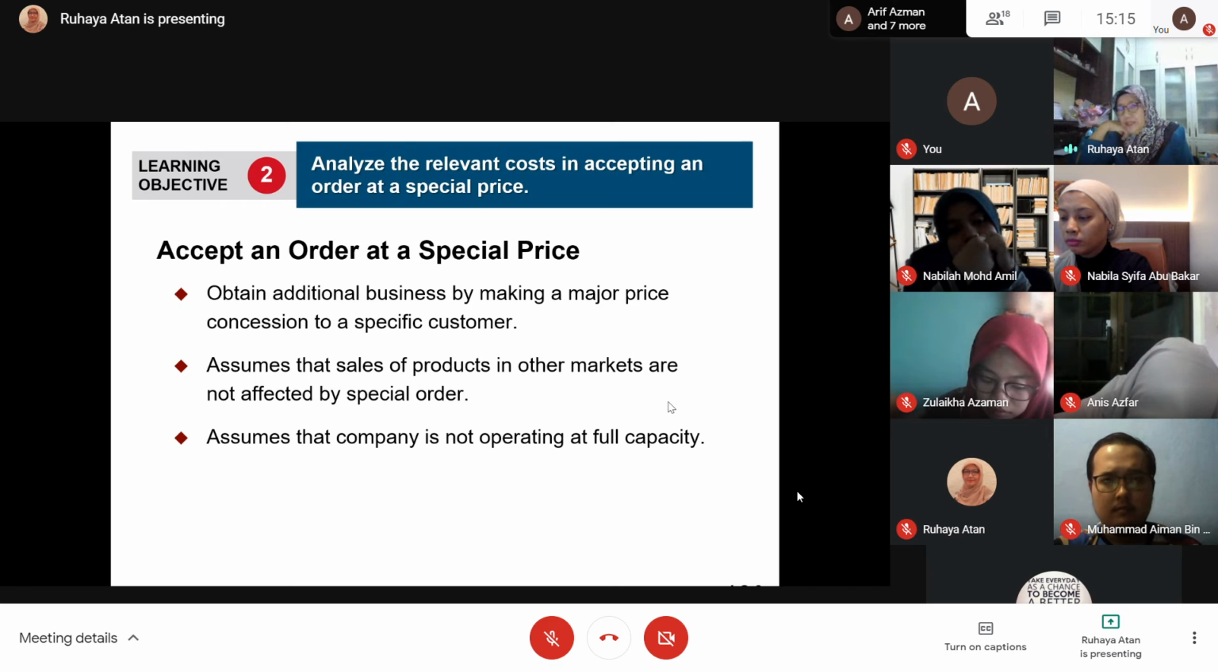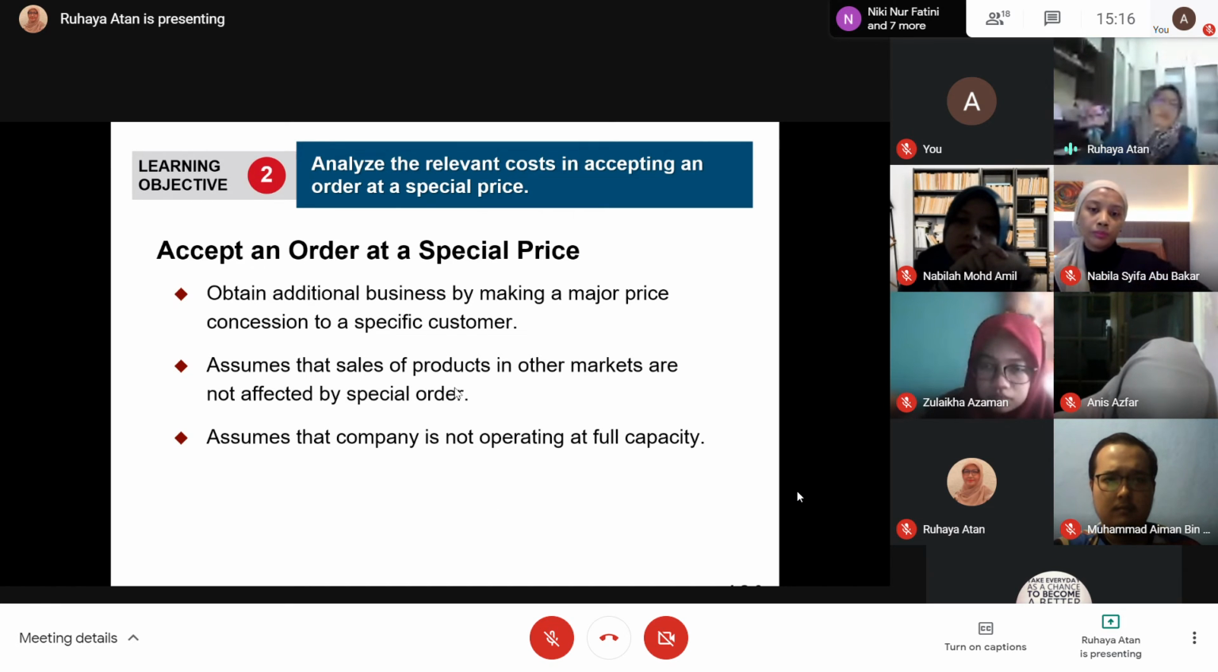If you think after doing some incremental analysis, you can still make profit by selling to Mydin at a cheaper price, go ahead. Or do you think that you don't want to sacrifice your name and you don't want Mydin to put its name on the product? It's all up to you to decide. So this is a very simple example that I'm giving to you.